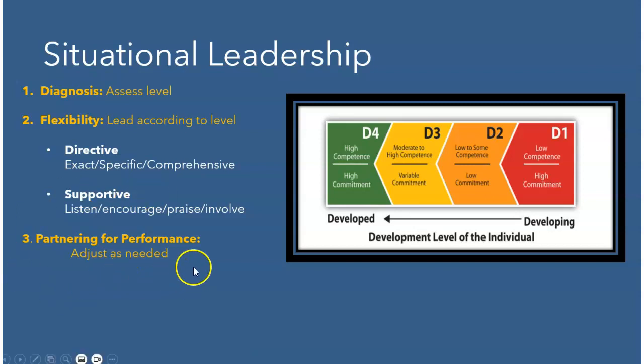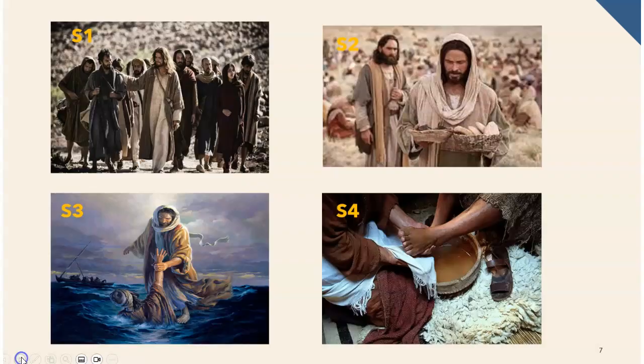And then the third step, as mentioned, is to adjust as needed. And here's the piece that's a lot harder to teach. There is an element of experience, there is an element of instinct, and there's a big element of faith to know what your people need according to where they're at. Okay, so let's connect the dots here.